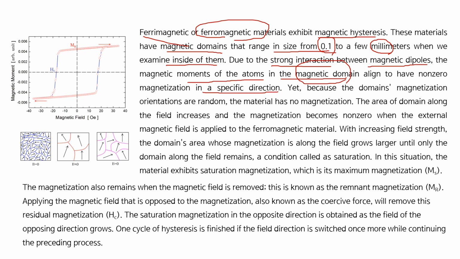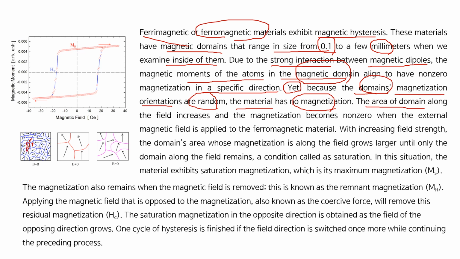You can see here there are many magnetic domains. In each domain, magnetic dipoles are aligned due to the spin-spin interaction between dipoles. And I can see this magnetization in some direction, but the directions of magnetization are all different. Yet, because the domains' magnetization orientations are random, the material has no net magnetization. So if we take the vector sum of this magnetization, then we can see it's zero magnetization. So no magnetic behavior can be seen.